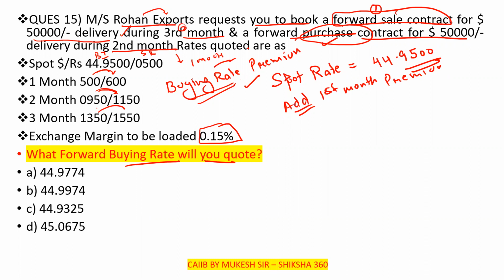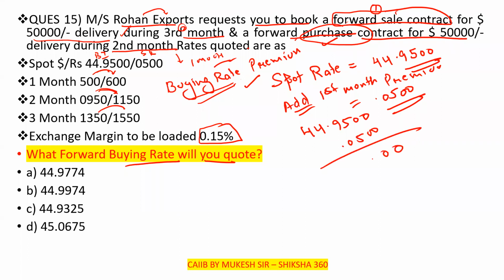So what is the premium here? 0.0500. Clear? So basically it represents only the last 3 digits. So we will add it here: 44.9500 plus 0.0500 comes to 45. So the one month forward buying rate comes out to 45.